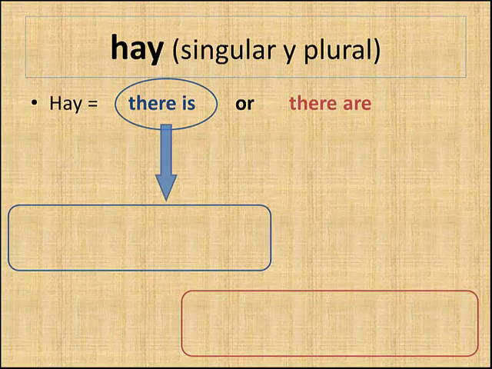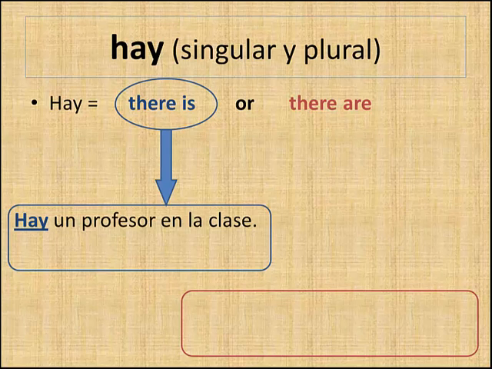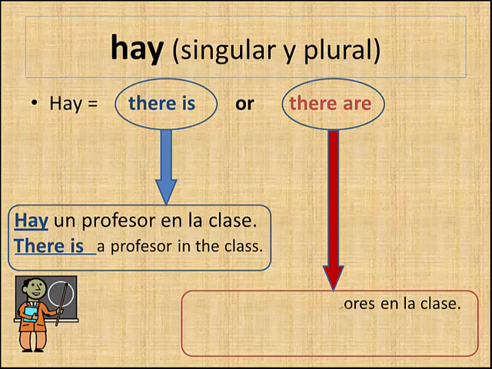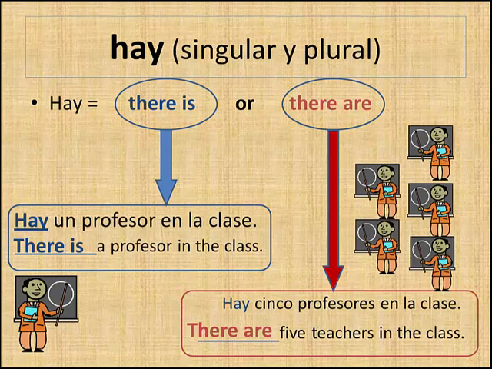So let's talk about there is. Hay un profesor en la clase. There is a teacher in the class. And now let's talk about the plural expression. There are. Hay 5 profesores en la clase. There are 5 teachers in the class. So remember, one expression to talk both about singular and plural in Spanish.